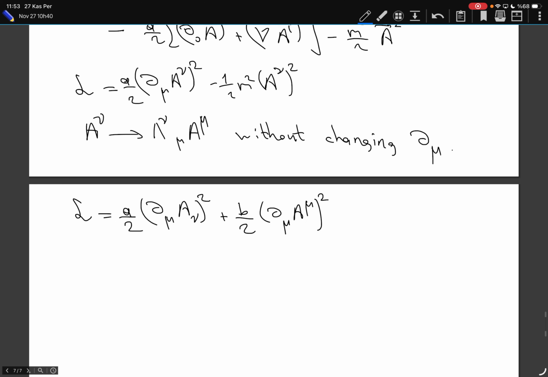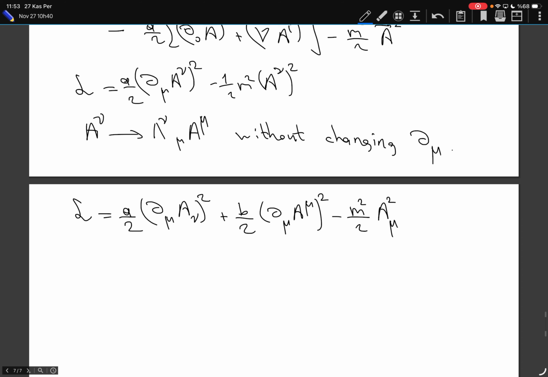It has derivatives. It has 2 derivatives in that term. I don't know what A and B are yet. And let me also add minus m squared over 2 A mu squared. I'm just looking at such a theory.